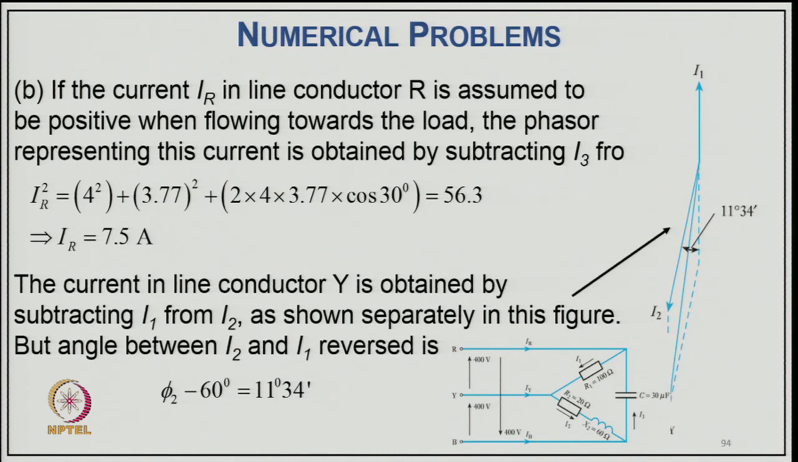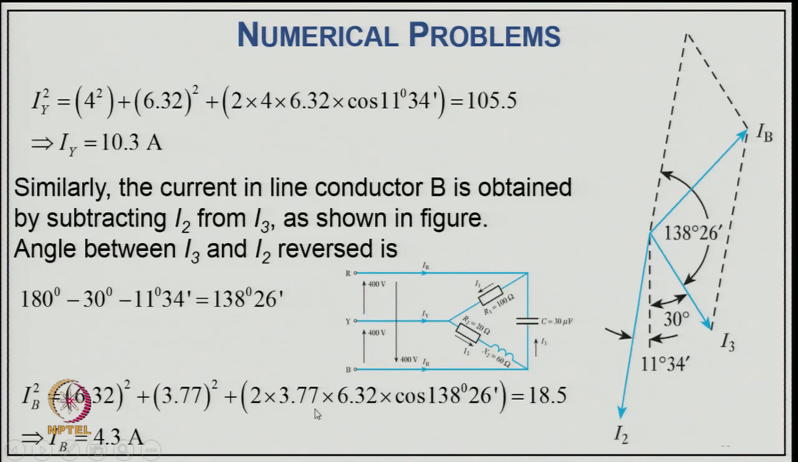The current in line conductor Y is obtained by subtracting I1 and I2, as shown separately in the phasor diagram, with I2 and I1 reversed. So, phi 2 minus 60 is 11.3 degree. We can say IY square is 4 square plus 6.32 square minus 2 into 4 into 6.32 cos 11.3 degree, that comes to 105.5, and under root of this will be IY, that is 10.3 ampere.